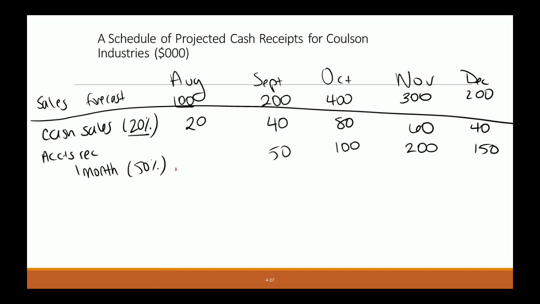So what I did here was 50% times sales in the 1 month prior. So there is a -1 there, it's a small -1. It's not a -1. I'm just using it to denote time.